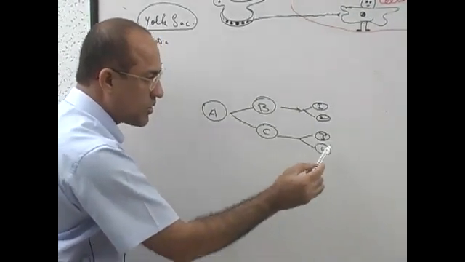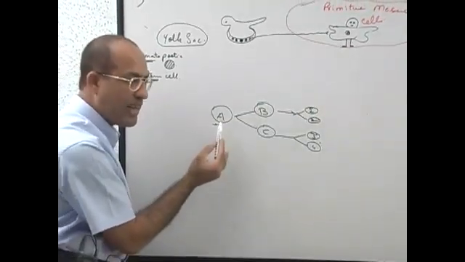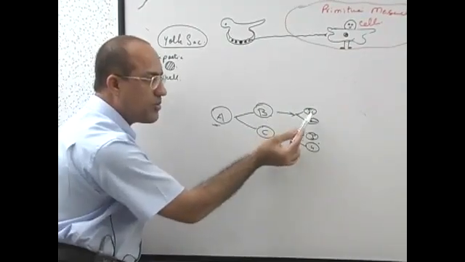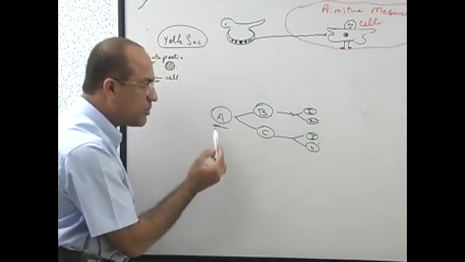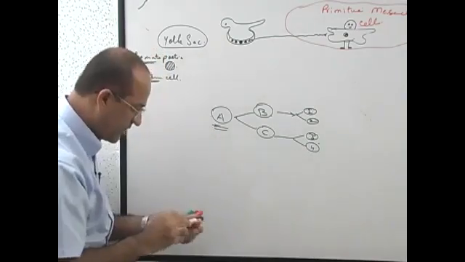And B divides into, for example, cell number 1 and cell number 2, and C divides into cell number 3 and cell number 4. Do you think cell A will be left there? Cell A divided into B and C, B divided into cells 1 and 2, C divided into 3 and 4. Do you think A will still be there? No. Now you imagine another cell.